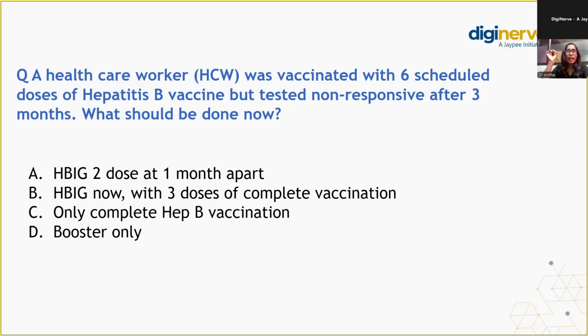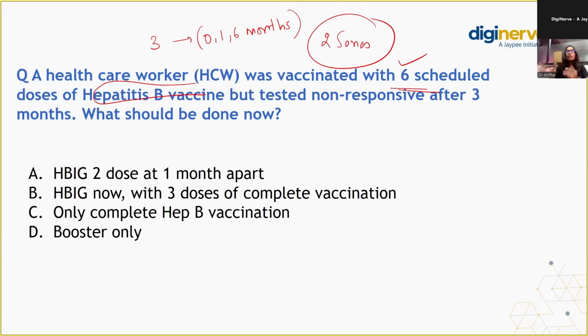Next question. A healthcare worker was vaccinated with 6 scheduled doses of hepatitis B but tested non-responsive after 3 months. What should be done now? Six scheduled doses means, usually how many doses should be given for hepatitis B vaccine? Ideally 3 doses: 0, 1 and 6 months. What they have mentioned is 6 doses, which means 2 series of vaccination are completed, and still after that, he is non-responsive.